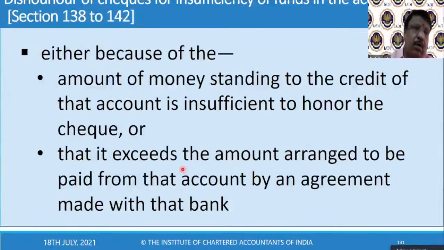The check is returned by the bank because the amount is not sufficient or it exceeds the amount. Okay? See, while returning the check, the banker will give a reason for return. There it should say insufficient funds, etc. In case it's an OD account, exceeds balance or exceeds arrangement, whatever. In all these cases, it is dishonor.